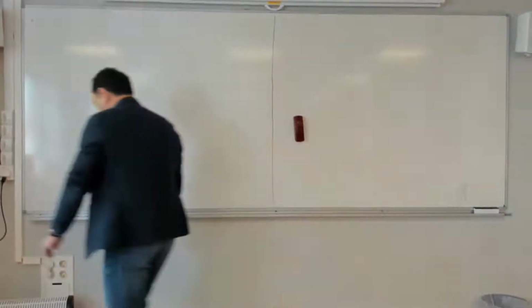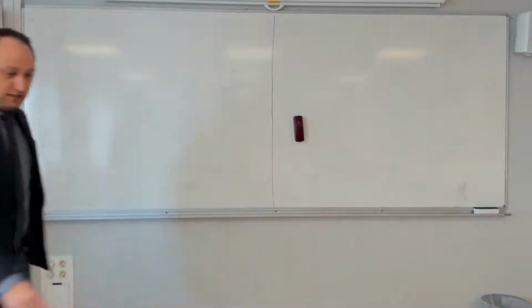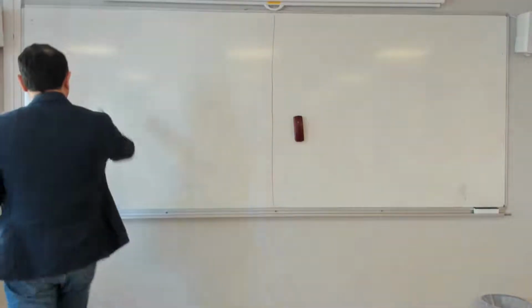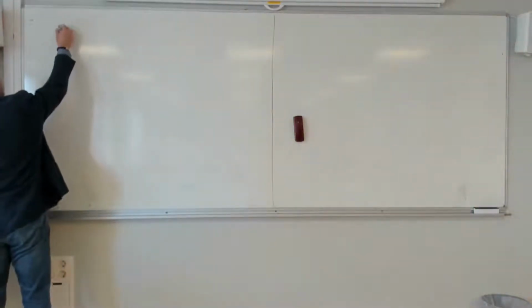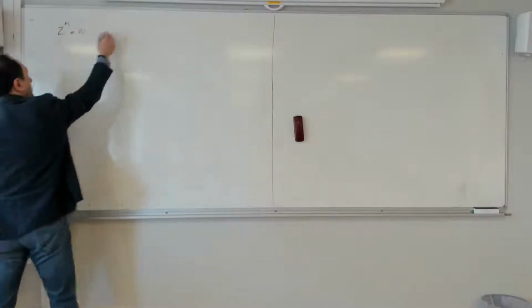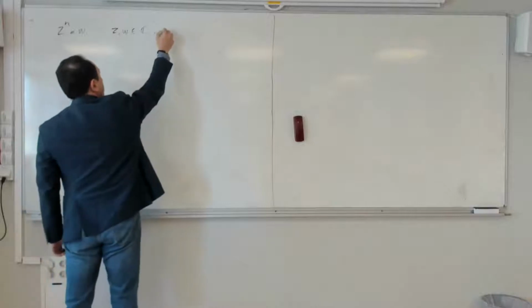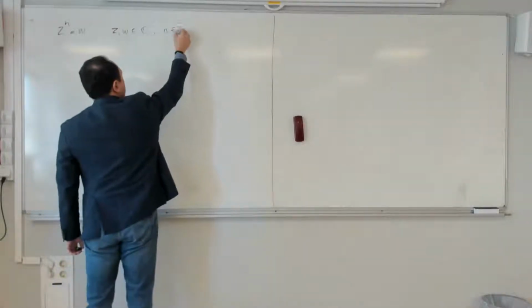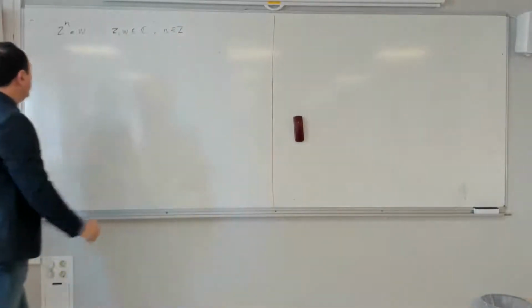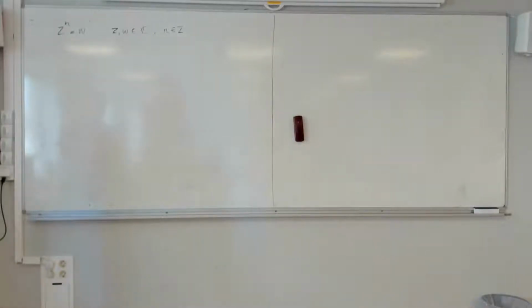So let us start the lesson today. If you remember, we talked about equations of this form in complex numbers: z to some power n equals w. Z and w belong to the set of complex numbers, and n is an integer. Of course, we consider the natural numbers.